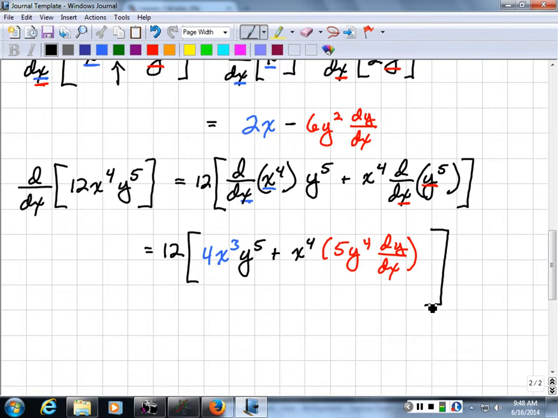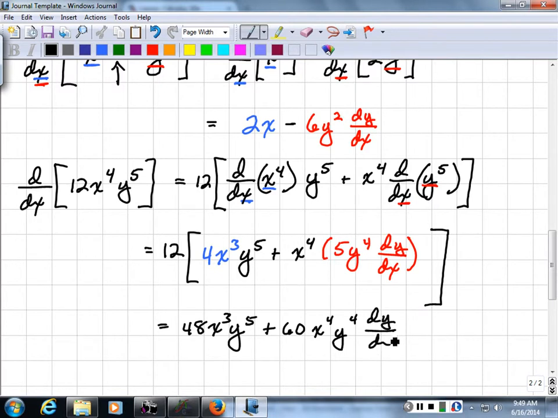I need to simplify that if I can. Which means this is going to be 48x cubed y to the fifth. 5 times 12 is 60. x to the fourth, y to the fourth, dy over dx.